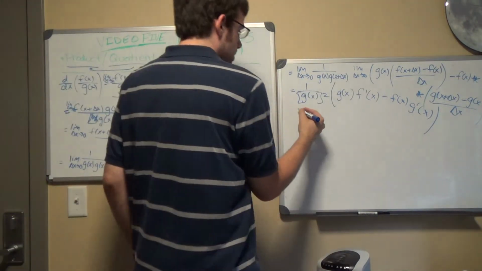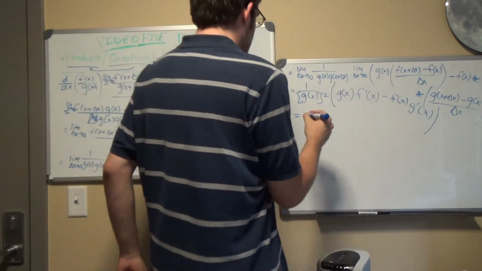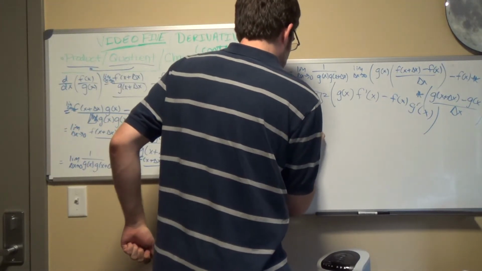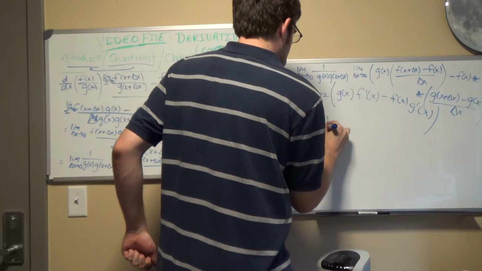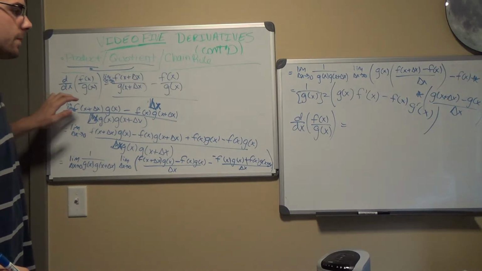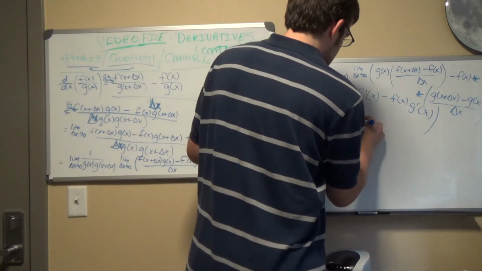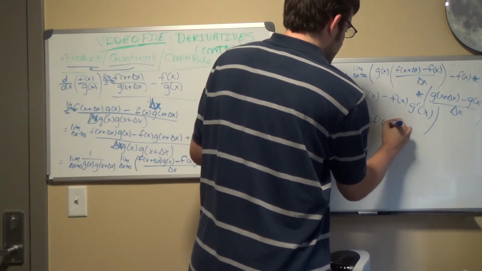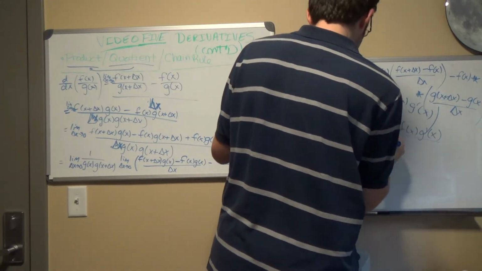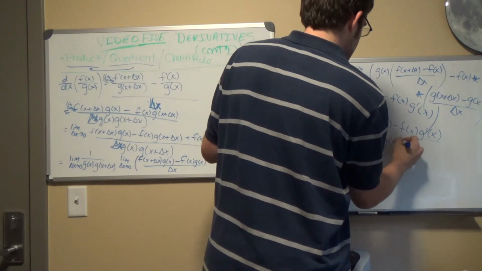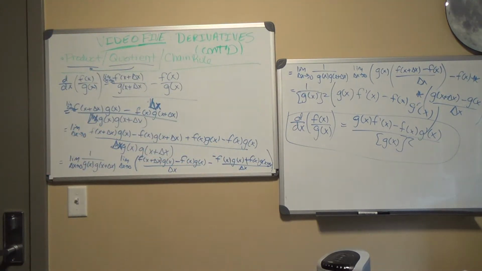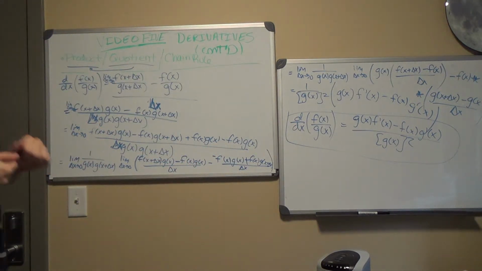So we can bring that all into the numerator for our quotient rule. So I'm going to just rewrite the derivative. d dx of f of x over g of x is equal to g of x f prime of x minus f of x g prime of x, divided by g of x squared. So that's our quotient rule.